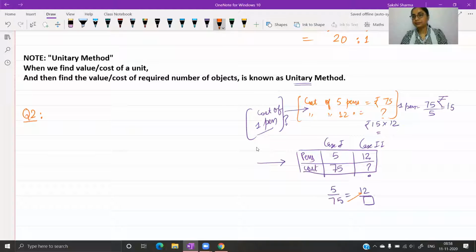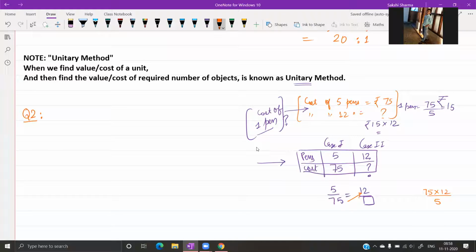Yes ma'am, please explain the last 5 minutes. Ma'am, what did you say in the last 5 minutes, please repeat. Yes, Lovepreet. Ma'am, this is an example, so do we have to write this question? This is just an example to tell you how you would do the next question. The next question can be done either by the unitary method, or you can do it by making this table.